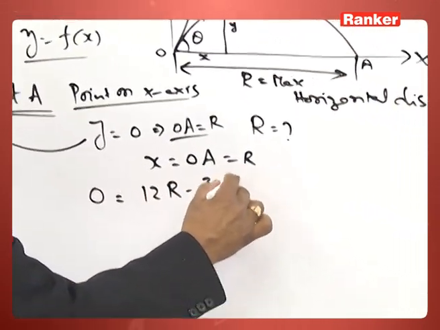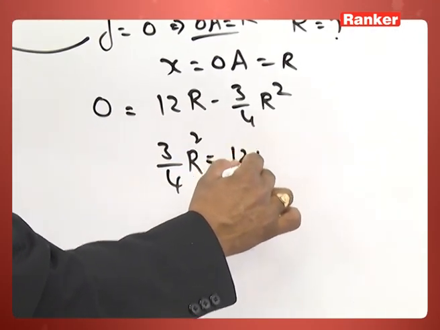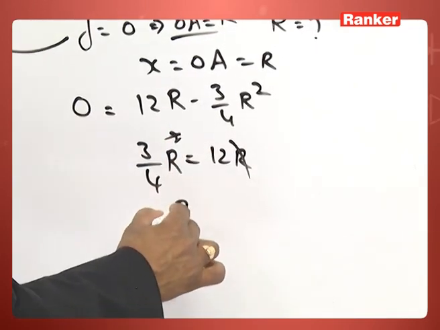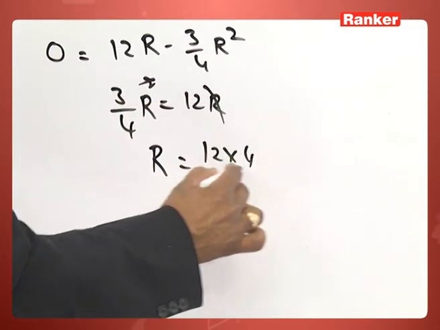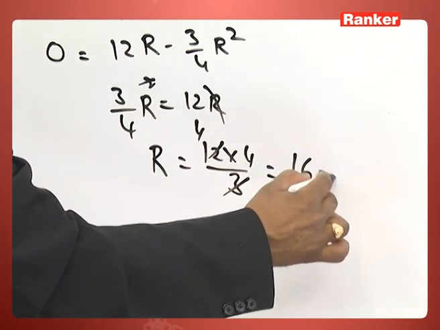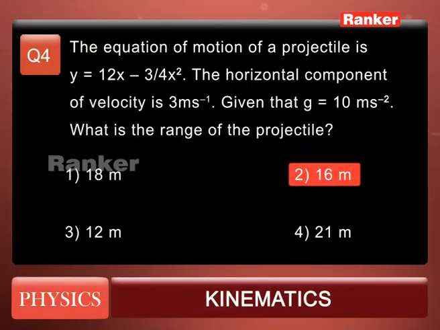So, if you substitute here 0 is equal to this value, you substitute here 12 R minus 3 by 4 R square. This if you simplify, 3 by 4 R square is equal to 12 R. Simple mathematical simplification, R and square gets cancelled. So, R is equal to 12 into 4 by 3, 4 times it will cancel, 4 4 16. So, the range will be 16 meter, that is the answer. So, option is second option 16 meter. So, second option is the correct option.